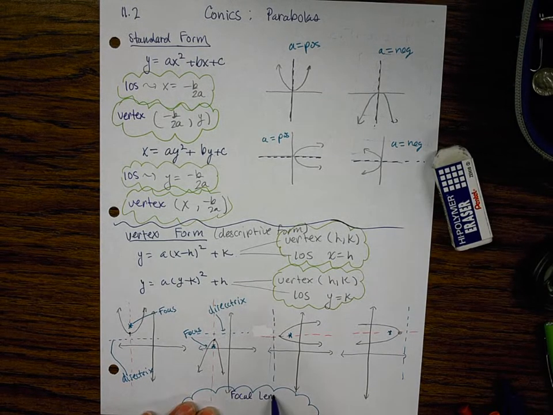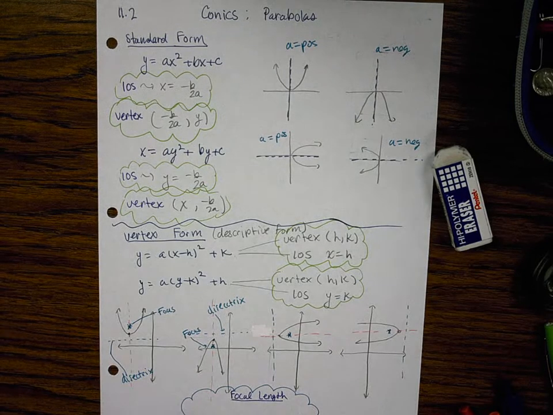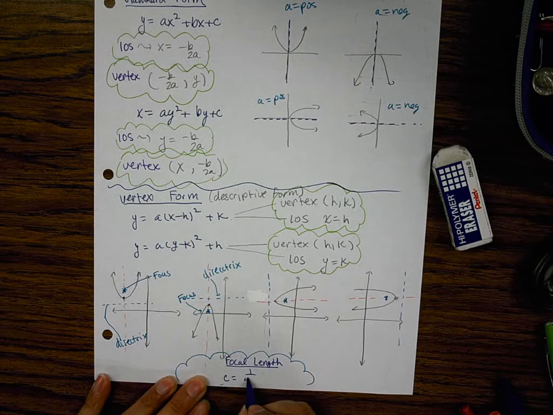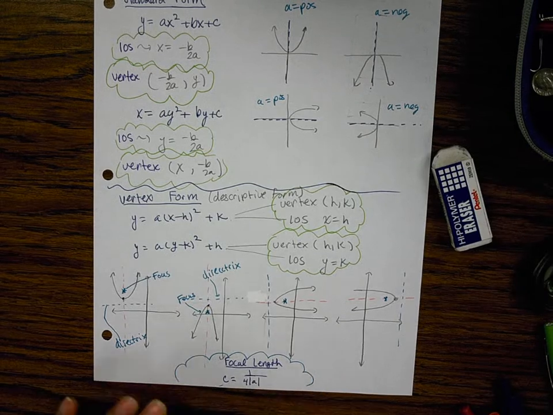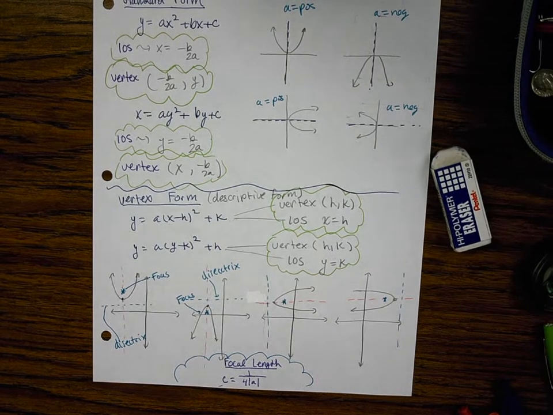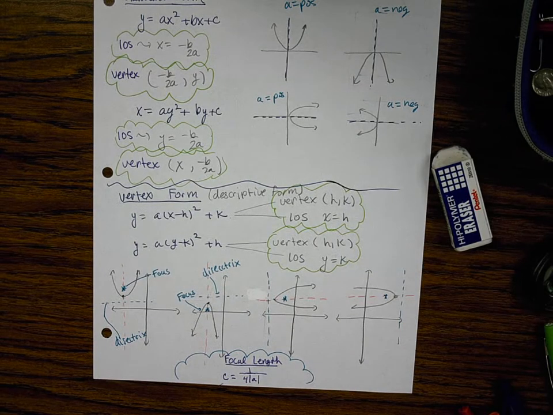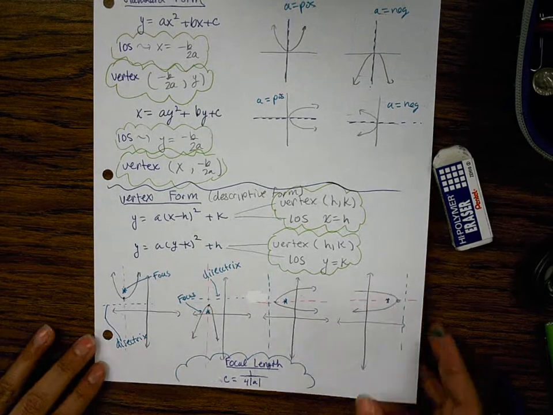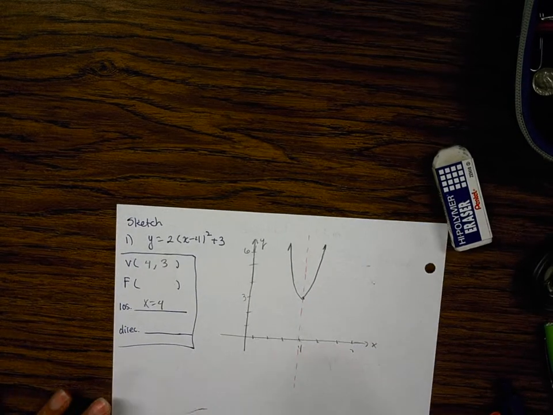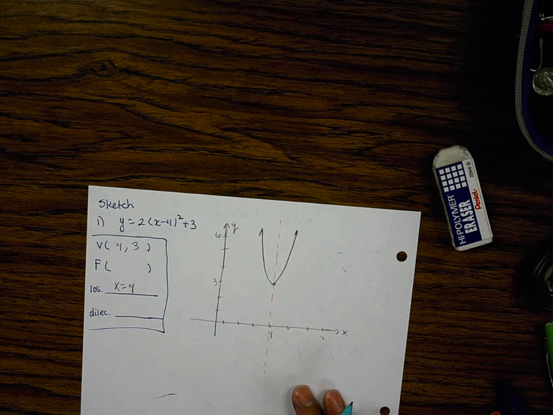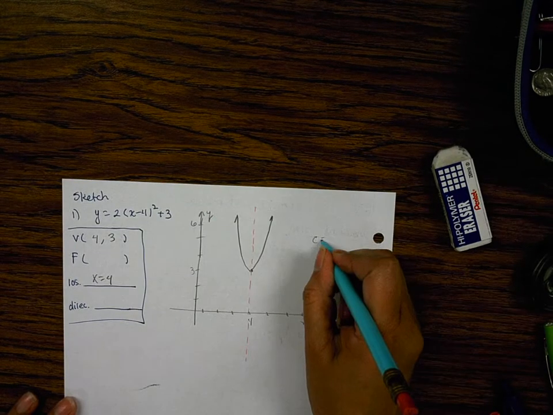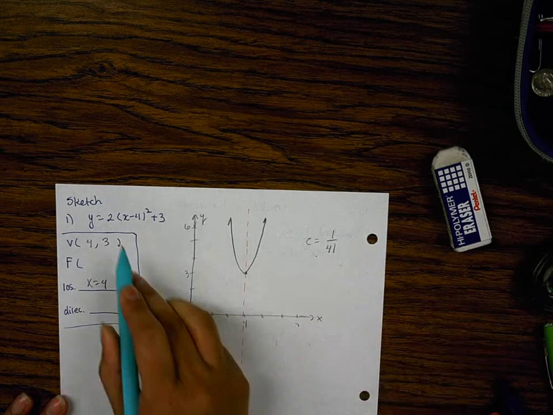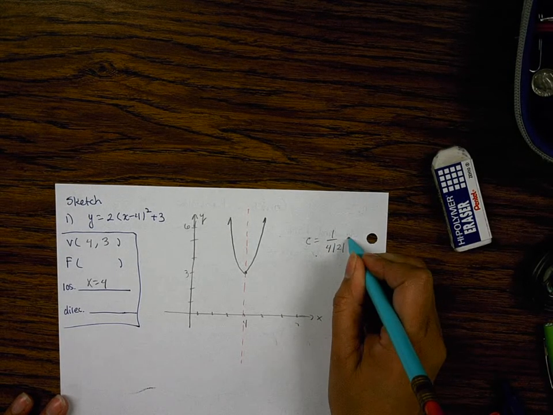And this is your focal length formula. And your focal length formula is C equals 1 over 4 times the absolute value of A. A being your leading coefficient, absolute value. So if it's negative, make it positive, and then plug it in. Okay, so with that being said, let's go ahead and find our C value being the focal length.